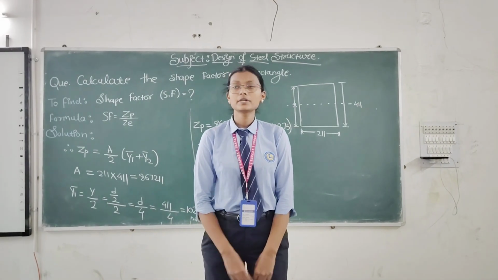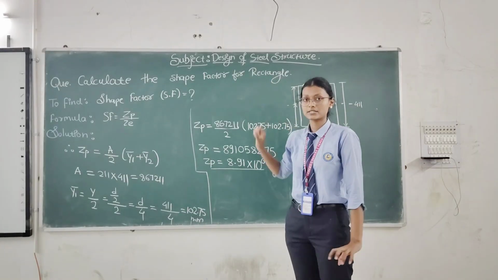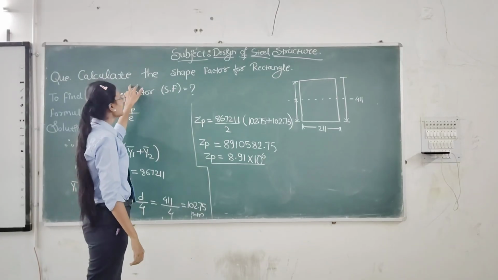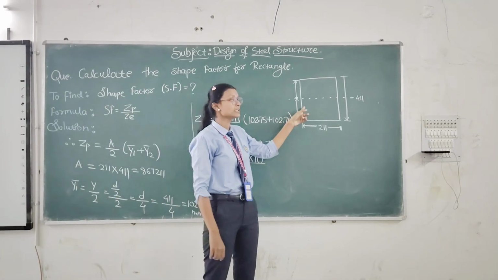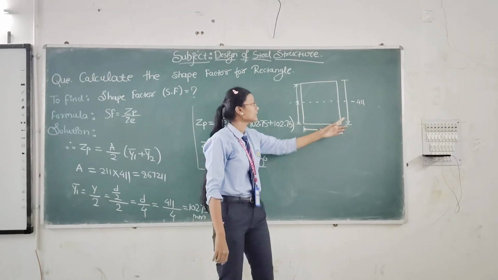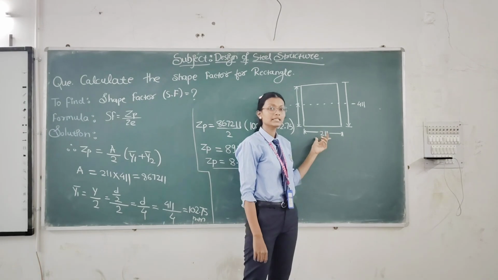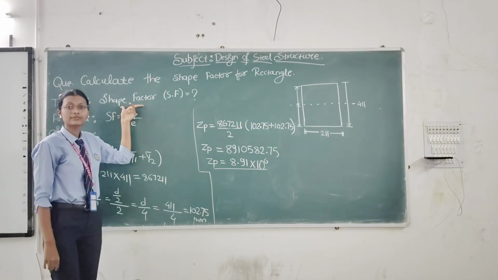Today we will study a numerical on design of steel structure. Here is the question: calculate the shape factor for rectangle. Here depth D is 411 and breadth B is 211. So here we have to find the shape factor.